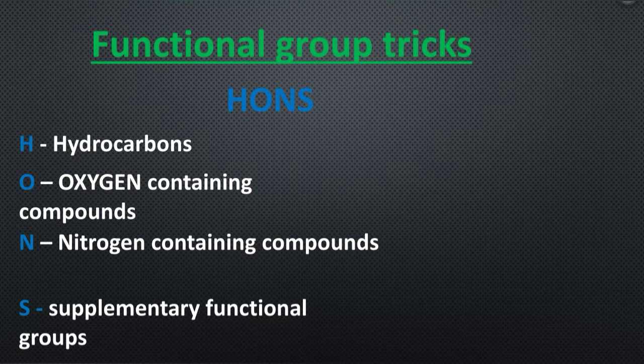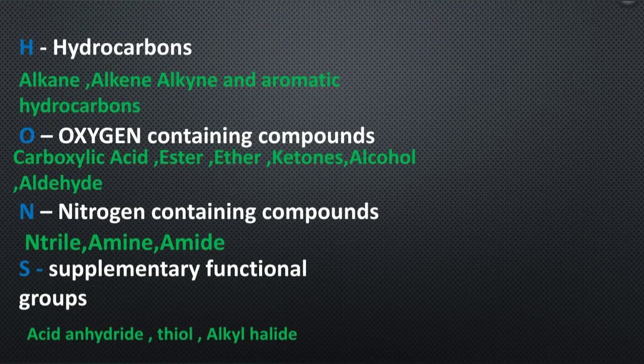The group of organic compounds that falls under the category of hydrocarbons, we have alkane, alkene, alkyne, and aromatic hydrocarbons. For the O part, that's the oxygen containing compounds, we have carboxylic acid, ester, ether, ketones, alcohol, and aldehydes. Oxygen containing compounds simply means that there's oxygen in these organic compounds.